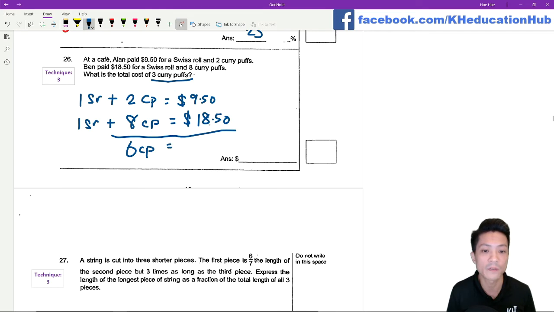Which means that 6 curry puffs is equal to 18.50 minus 9.50, which is $9. They're asking for the cost of 3 curry puffs, which means that 3 curry puffs is $9 divided by 2, which is $4.50.